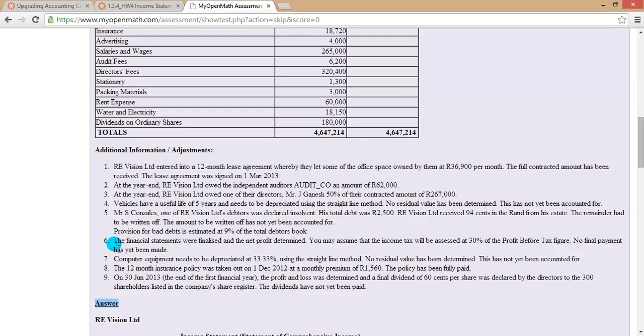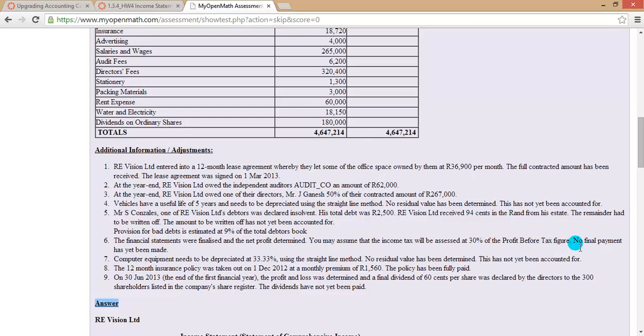Right, information number 6. The financial statements were finalized and the net profit determined. You may assume that the income tax will be assessed at 30% of the profit before tax figure. Now in practice there's a lot of deductions and things that you can claim for income tax and or from your earnings, and things that you should include in earnings. But just for this question and for most of your course, you can assume that the tax will be calculated at a percentage of the profit before tax figure.